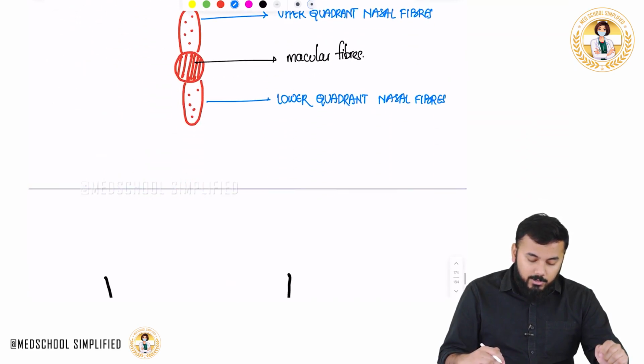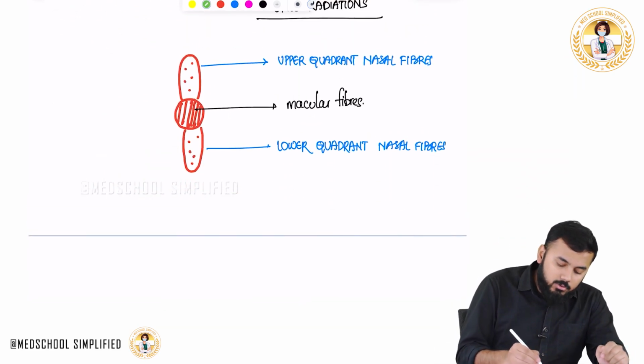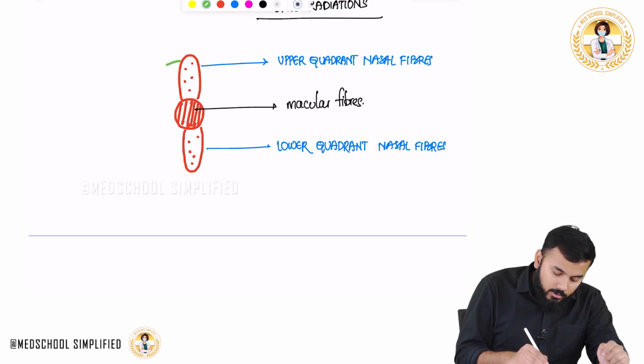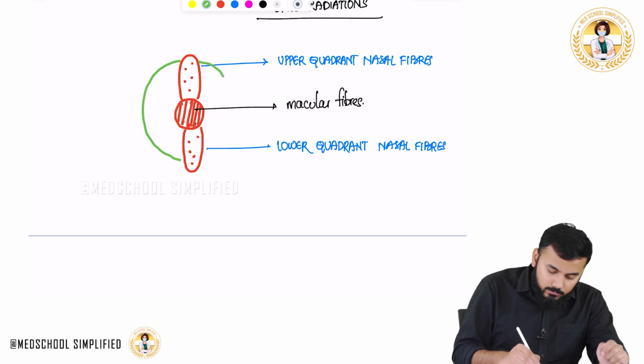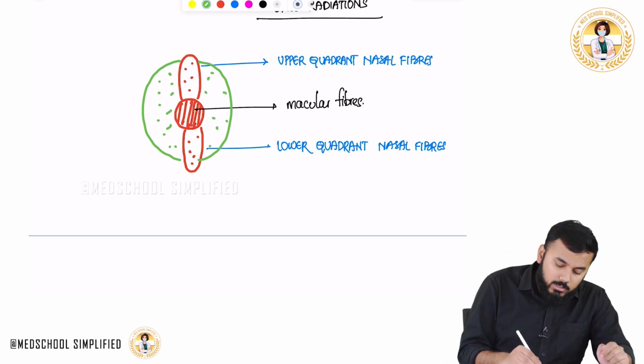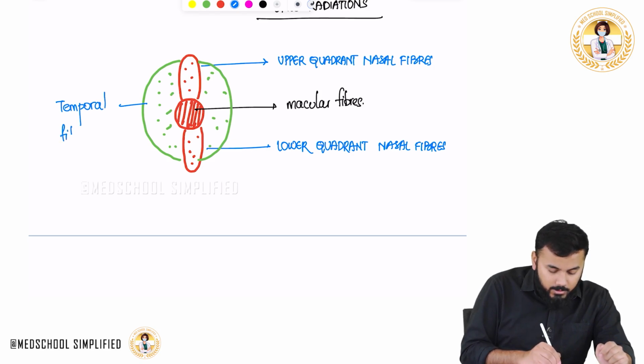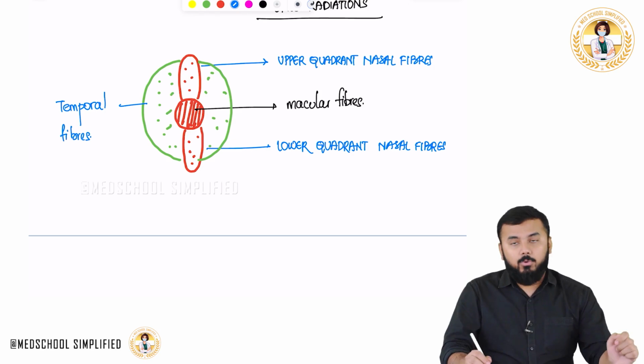Now in this picture you have drawn nasal fibers, then where are these temporal fibers? All of you look here, these are the temporal fibers like this. You see these fibers which I am drawing right now are nothing but your temporal fibers. These fibers over here are called your temporal fibers.